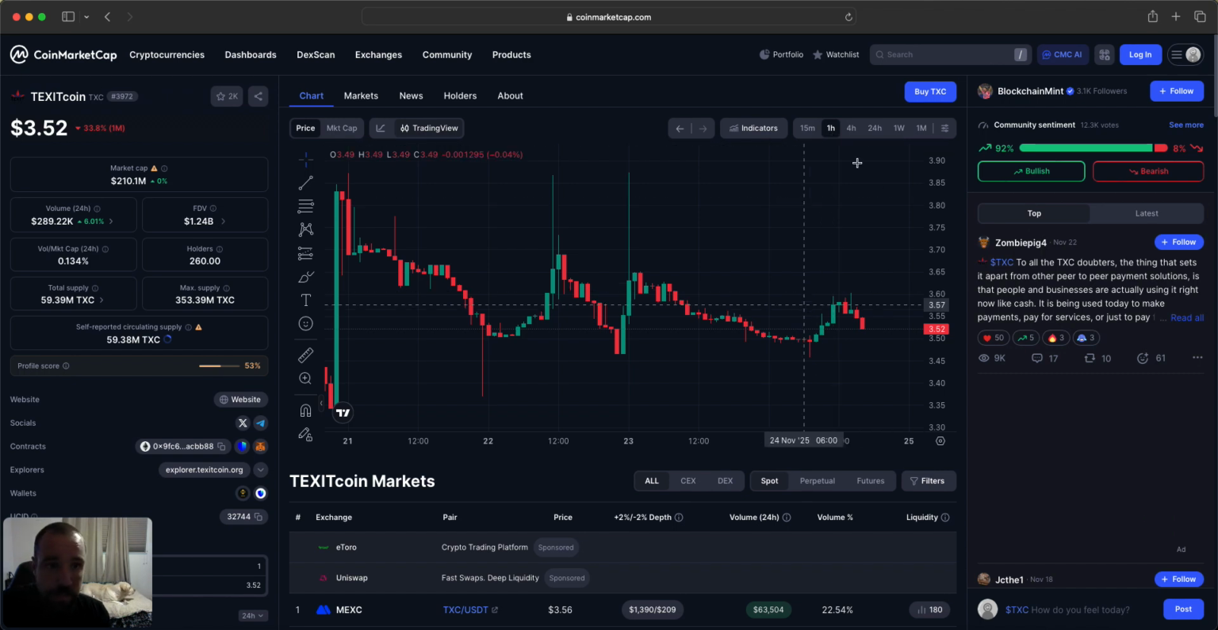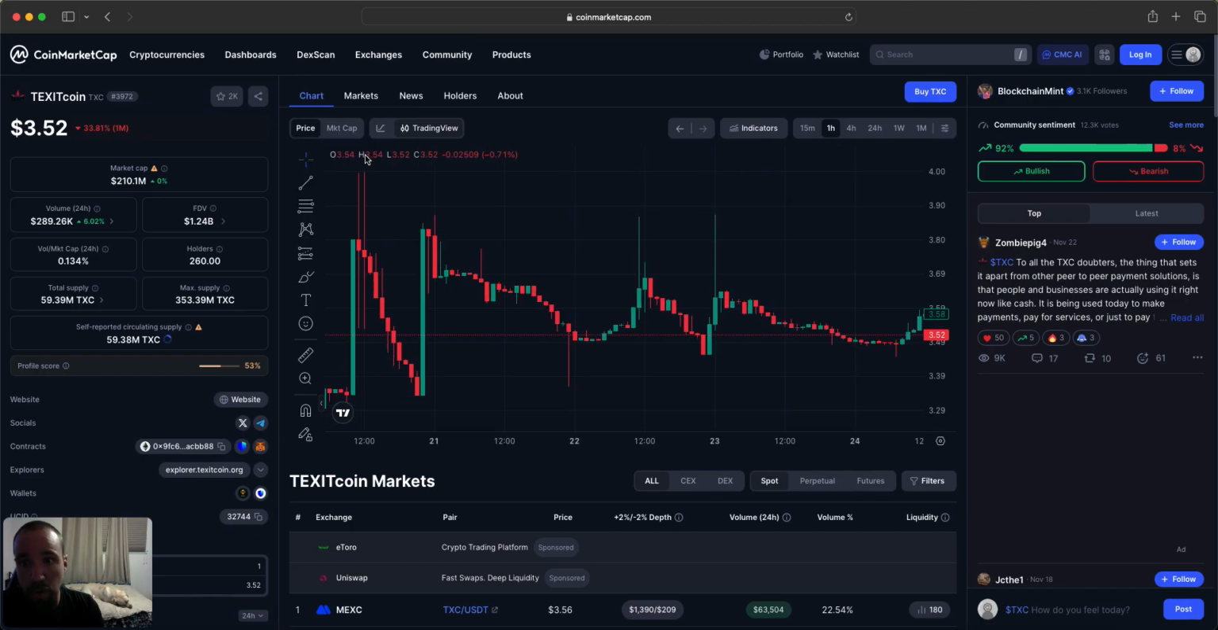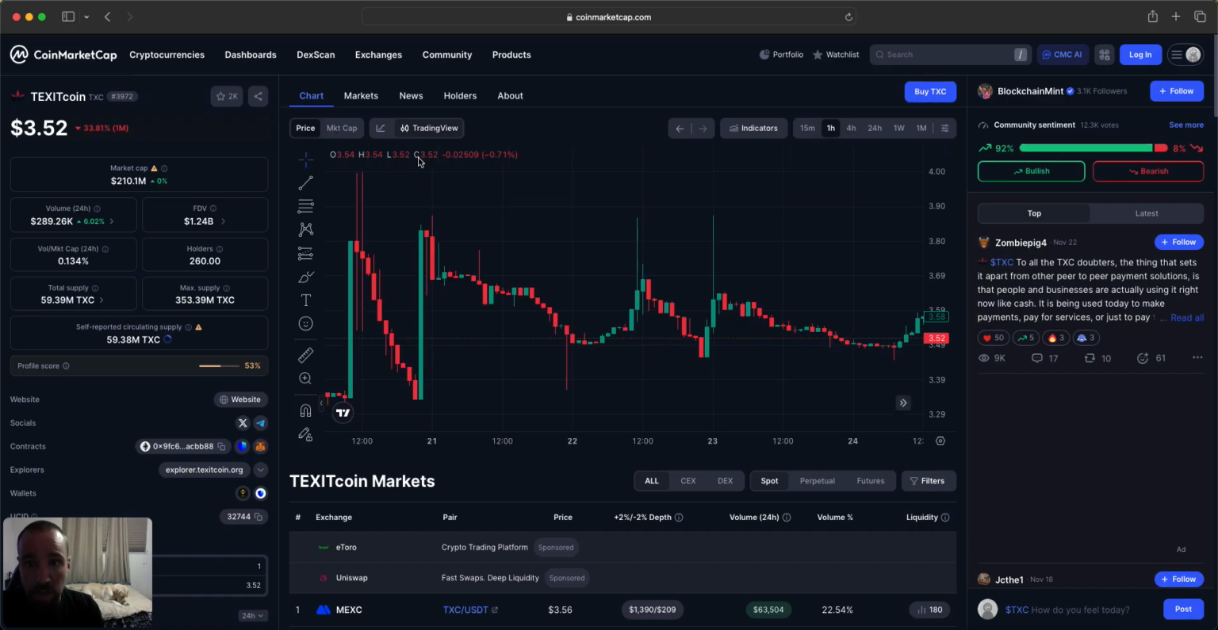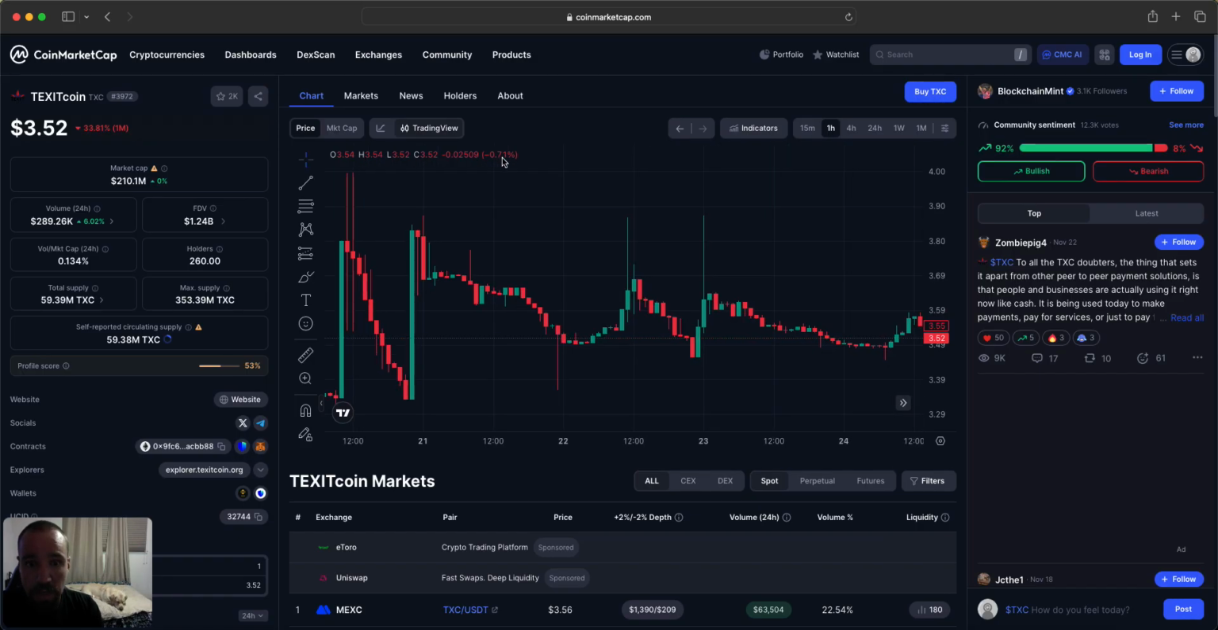So, looking at this 1 hour, let's use this one for an example. Looking at this candle, you can see up here, O is for open, H is for high, L is for low, C is for close, and then this gives you the percent change of it.